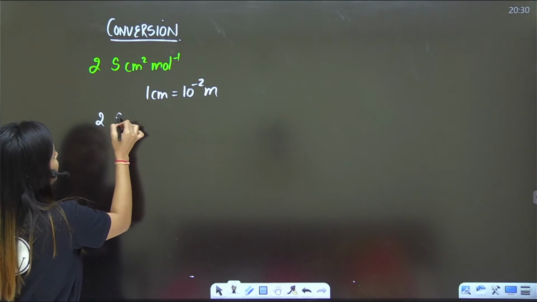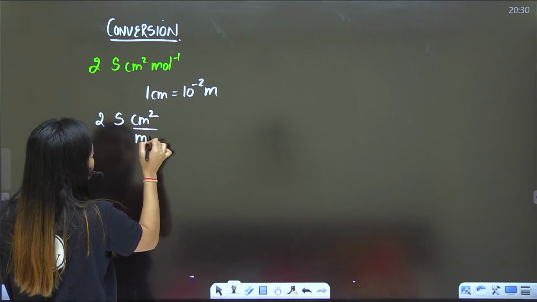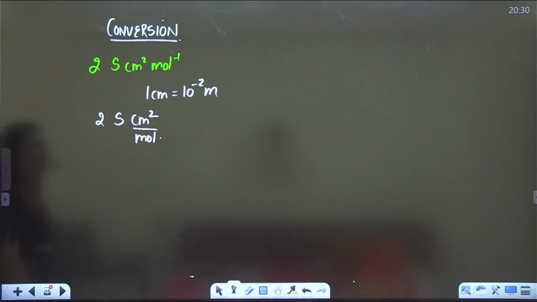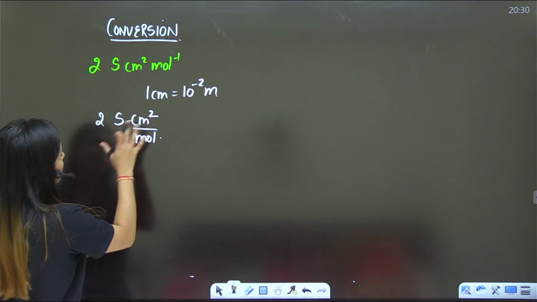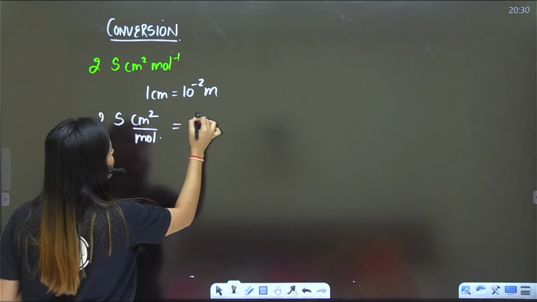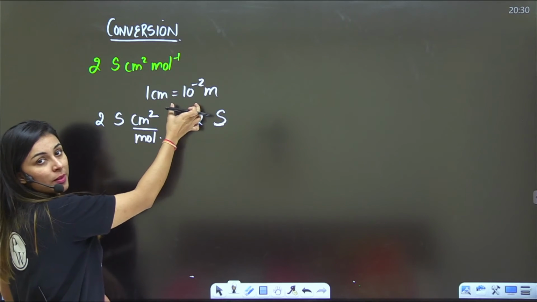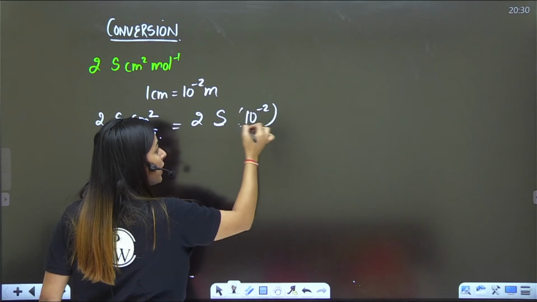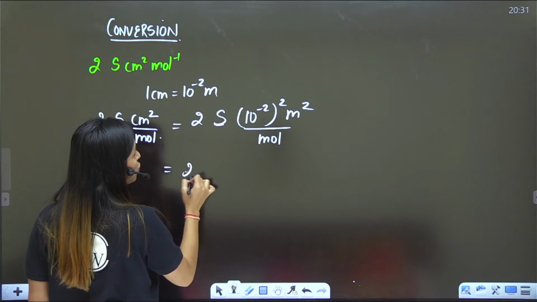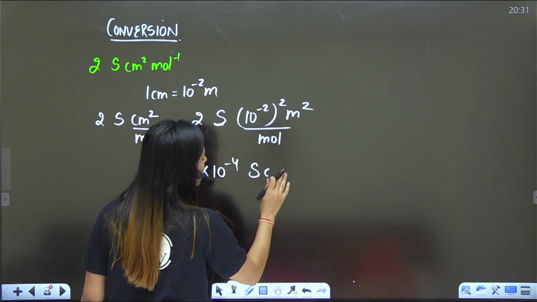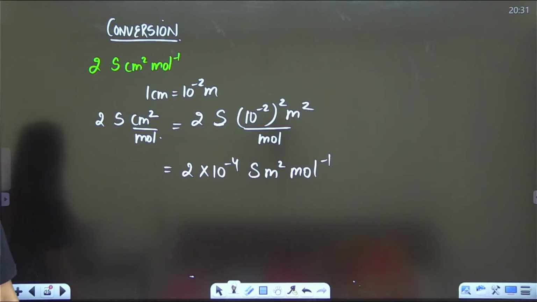You know that 2 Siemens centimeter square, and you will have mole here, right? Perfect. Siemens centimeter square mole inverse. Now you know that this will be equal to 2 into Siemens. Now see, you have 1 centimeter. 1 centimeter is equal to 10 raised to the power minus 2 meters. So 10 raised to the power minus 2 whole square. This will be meter square, and here it will be mole, right? So you can say this is equal to 2 into 10 raised to the power minus 4 Siemens meter square mole inverse. So this is how you will be converting them.